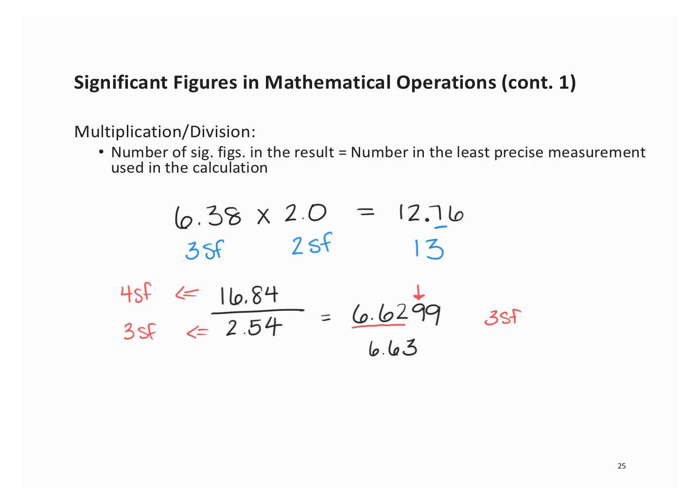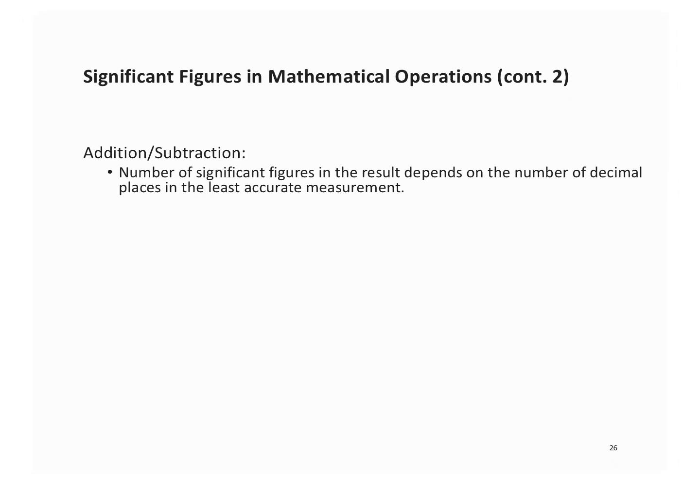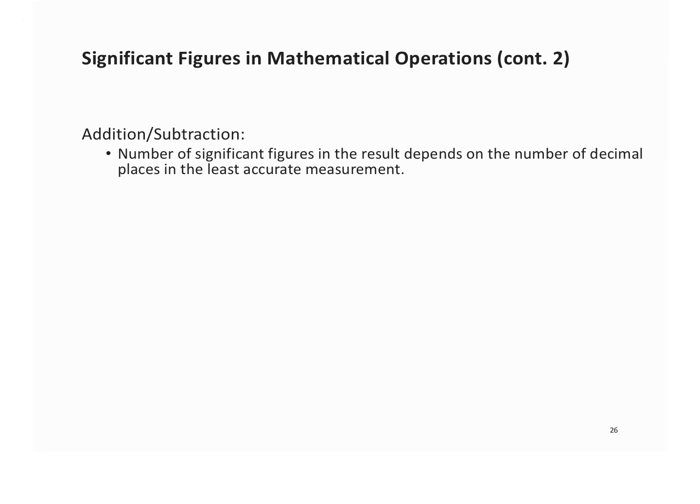Let's talk about addition and subtraction for just a second. In addition and subtraction, the number of significant figures in the result depends on the number of decimal places in the least accurate measurement. So now we're totally focused on decimal places. Let me highlight that. That's a kind of a big shift. Okay, so we are looking at decimal places here. So what do we mean by that?